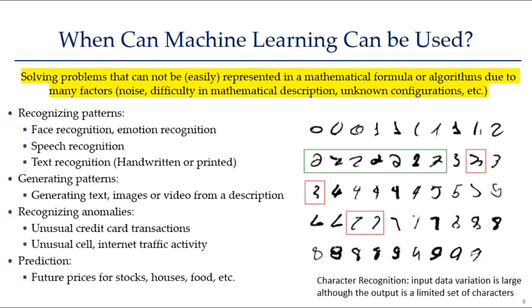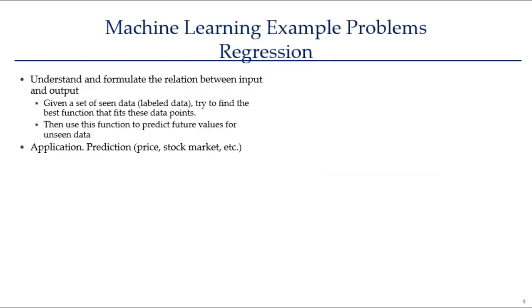There are also prediction tasks, where future prices of housing or stocks or food need to be estimated and predicted based on many components and factors. Let's discuss some of the problems in machine learning. The first one is the regression problem. Regression problems are problems where there is a set of known input and output data that should be used to formulate the relation between the input and the output.